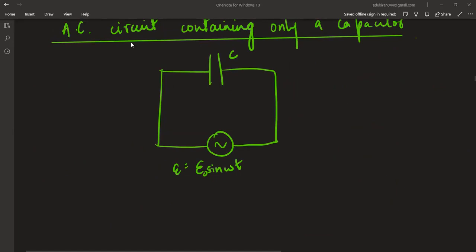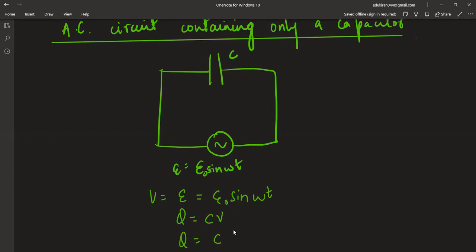Okay, class, AC circuit now containing only a capacitor. So this is the same thing, now you are just having a capacitor. Here the voltage V, the EMF, is E naught sine omega t. Now, in the case of a capacitor, how do we write the charge? Q is equal to CV. That's the formula which we use. So Q is equal to capacitance into V, and voltage is E naught sine omega t.